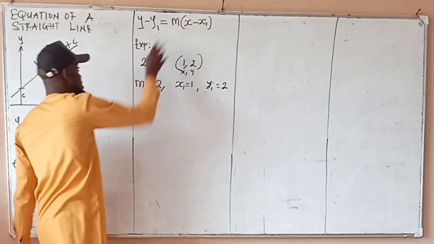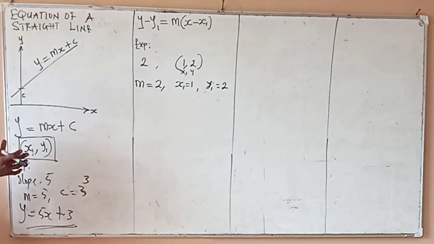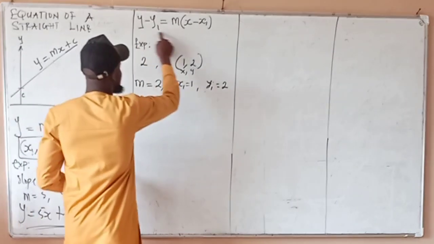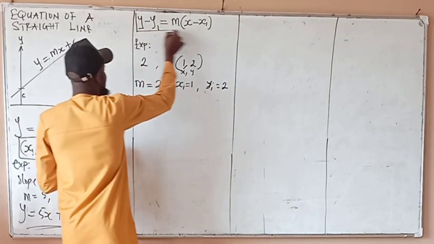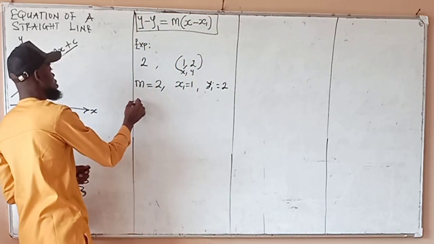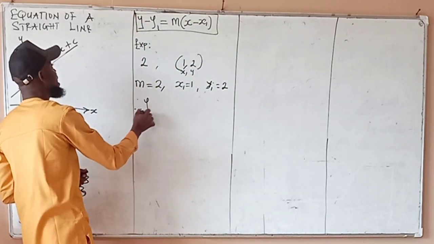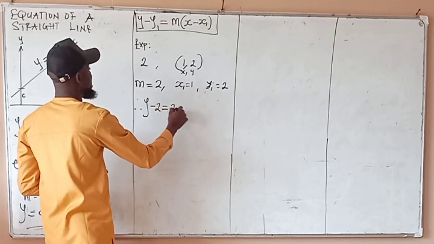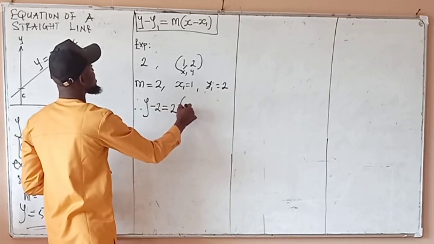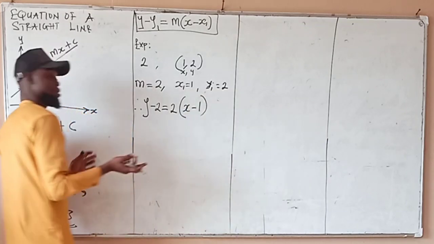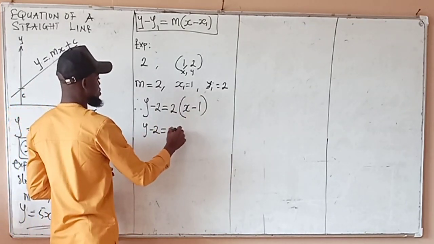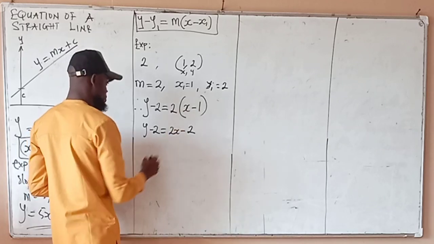So go back to this place. Remember, if you want to calculate the equation of a straight line that passes through just one given point, whose gradient is known, we use this relation. So therefore, the equation will be y minus y1, which is 2, equal to m bracket x minus x1, which is 1. So from there, let's solve everything. We're going to have y minus 2. 2 times x, we're going to have 2x. 2 times 1, we're going to have 2.